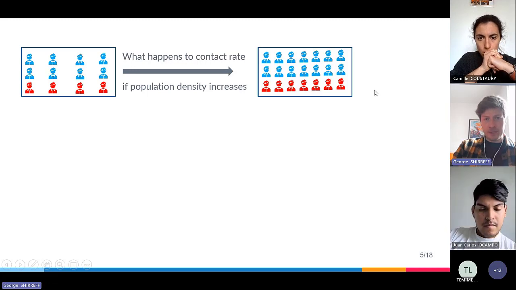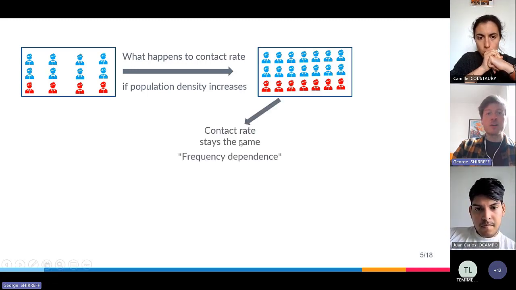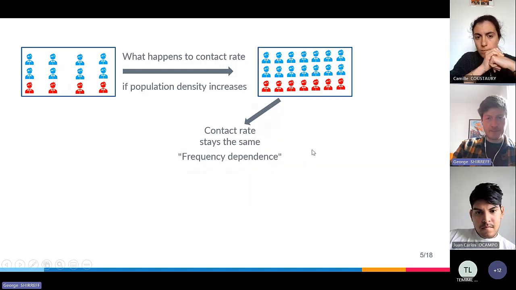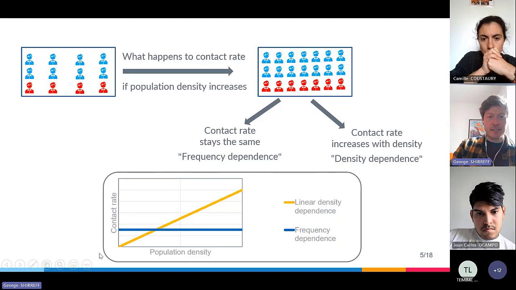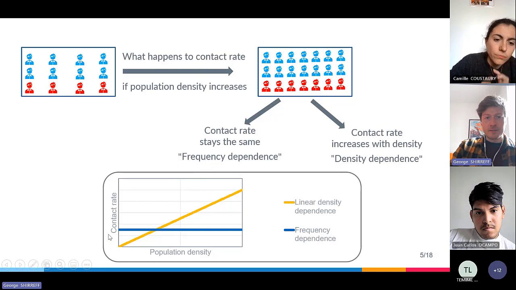So there's two typical assumptions. The first being that the contact rate will stay approximately the same, and this is known as frequency dependence. And the alternative assumption is that the contact rate will increase with density. And this is generally described as density dependence. And if we look at these graphically, if we assume that the population density is going up, then under frequency dependence, the contact rate will stay approximately the same, and under a linear density dependence, it will increase linearly.